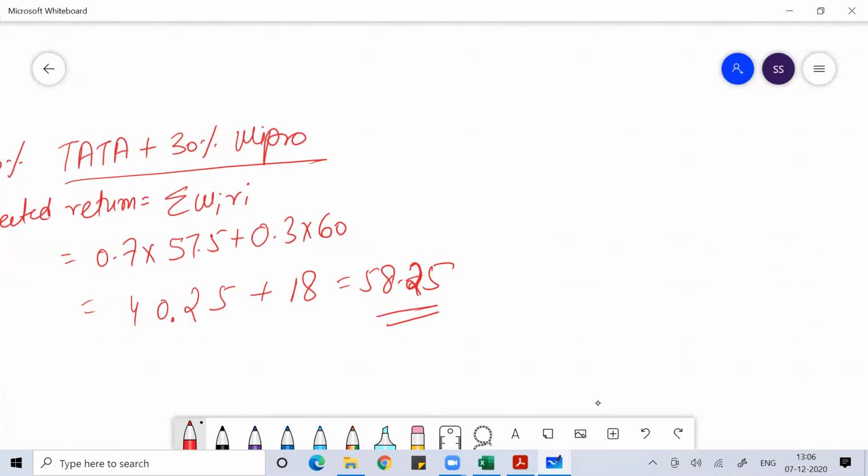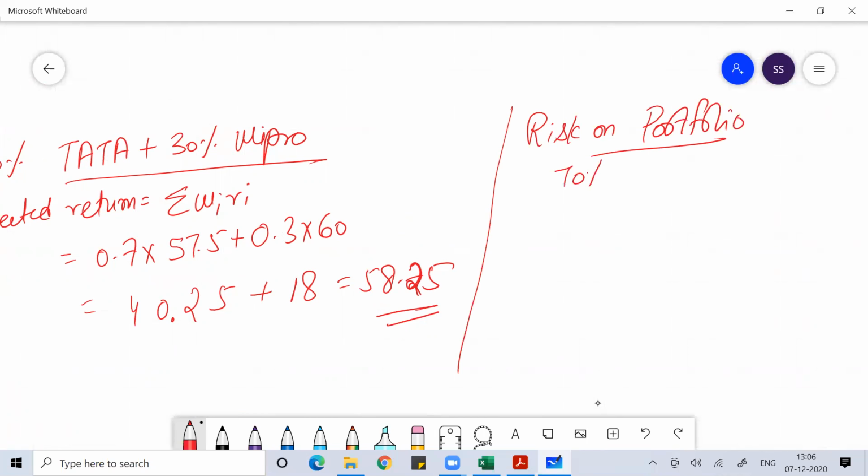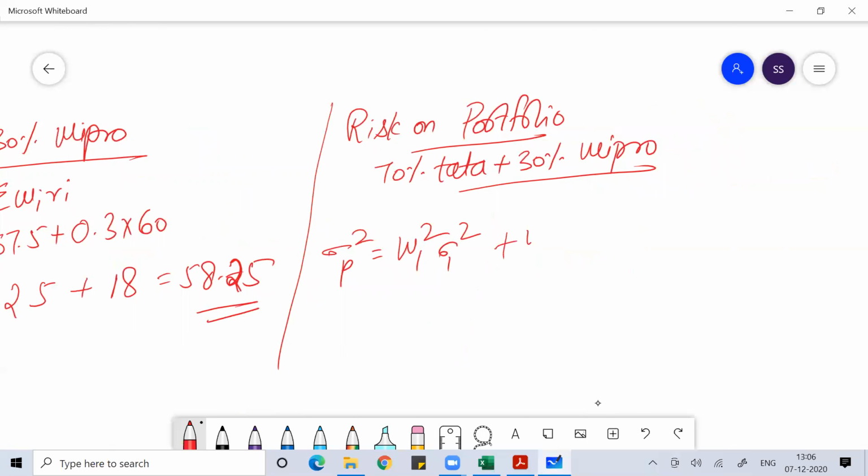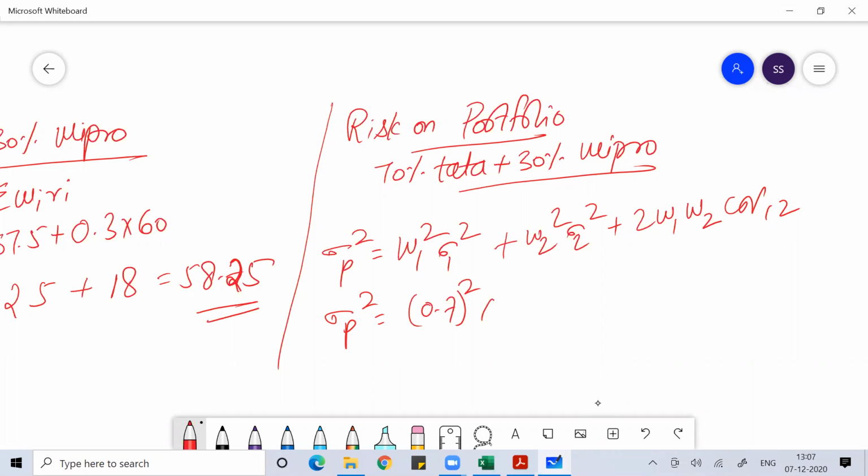If I talk about the risk, what is the risk on the portfolio, where 70% of money is invested in Tata and 30% of money is invested in Wipro? Use the formula W1 square sigma 1 square plus W2 square into sigma 2 square plus 2 W1 W2 into covariance between 1 and 2. Covariance does not depend on the weights. So the risk on the portfolio: W1 means 0.7, 0.7 square into sigma 1 square.